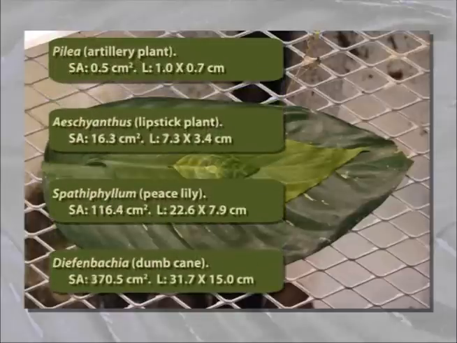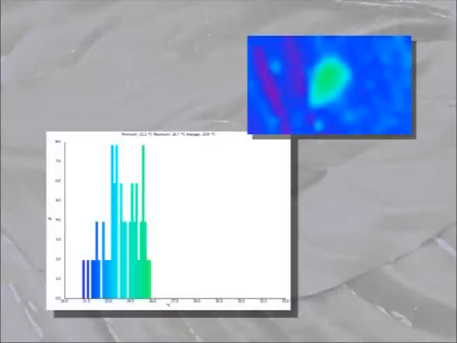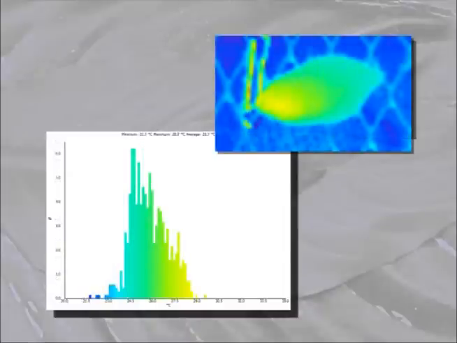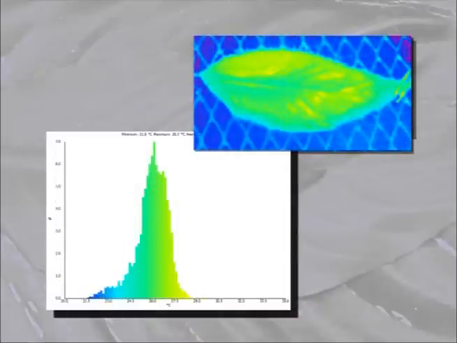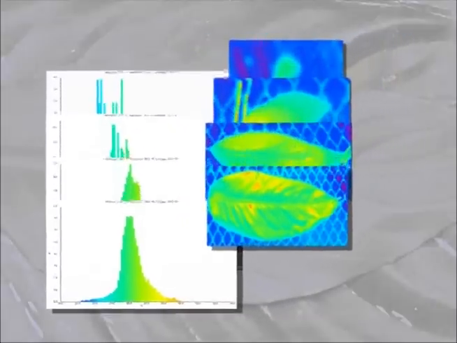They're all roughly the same shape, and their surface areas span about 3 orders of magnitude. And the Dieffenbachia leaf is about 30 times longer than the Pilea leaf. Let's look first at the leaf temperatures when there's no wind. Keep in mind that the air temperature in the greenhouse is regulated at about 20 degrees Celsius. Here's the temperature distribution for the smallest leaf, now for Aeschynanthus, Spathiphyllum, and finally our big boy, Dieffenbachia. There's a clear effect of size on temperature.